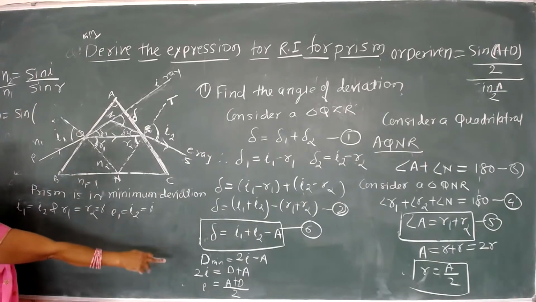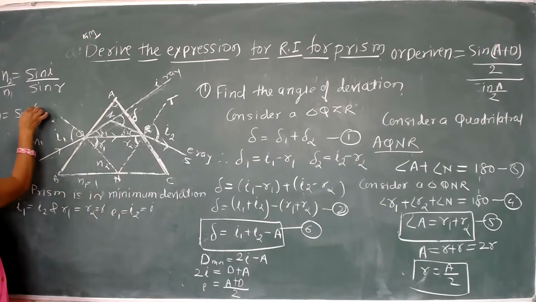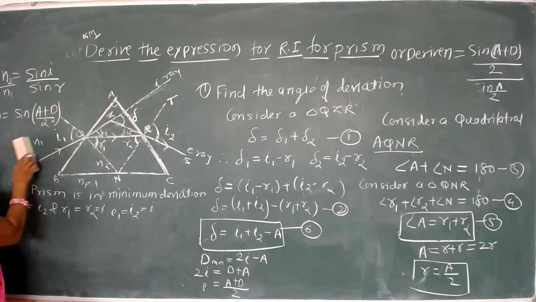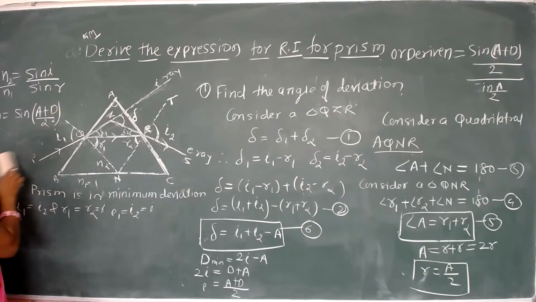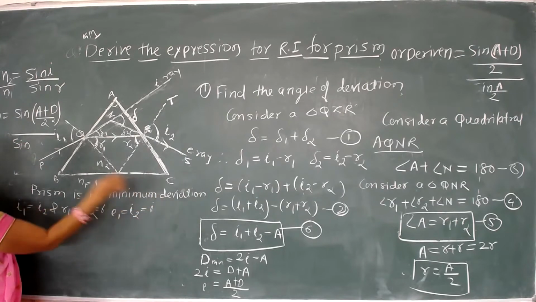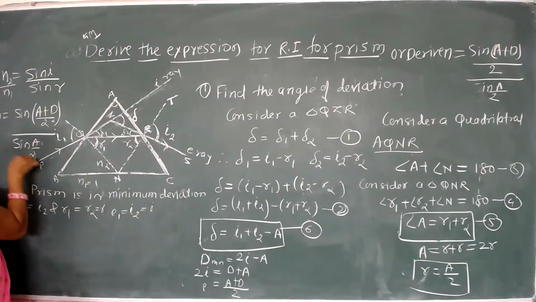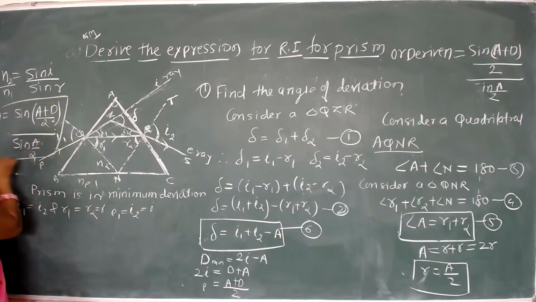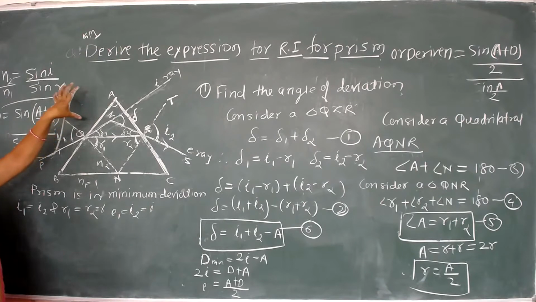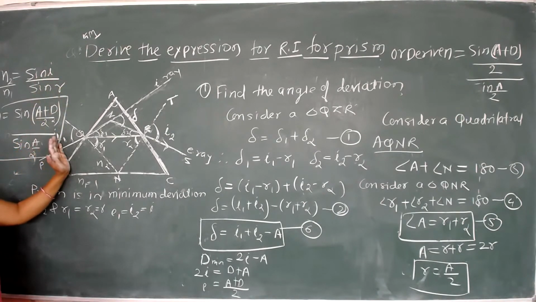Therefore n is equal to sin I, and we derived the formula for I: sin((A plus D) divided by 2), divided by sin R, where R is equal to A divided by 2. In this way we derive a very important expression, the refractive index of the prism.